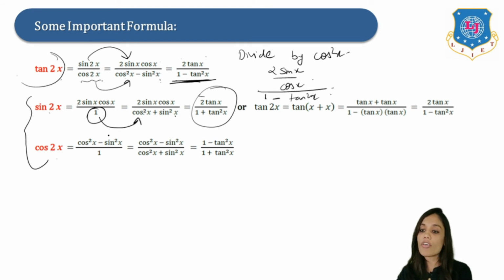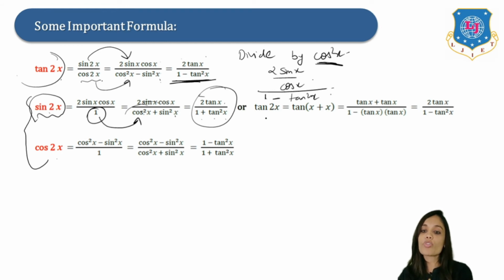Now we want it in the form of tan, right? So we obviously have to divide by cos square x. Okay, divide by cos square. So you will get your formula of sin 2x in the form of tan, that is 2 tan x upon 1 plus tan square x.